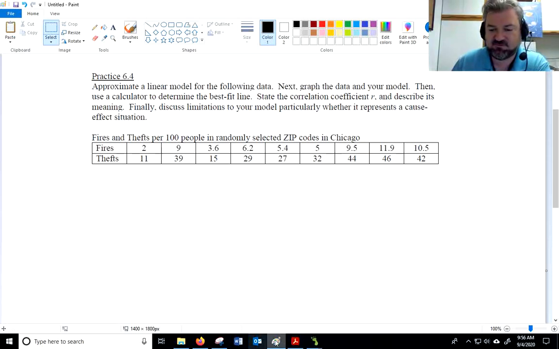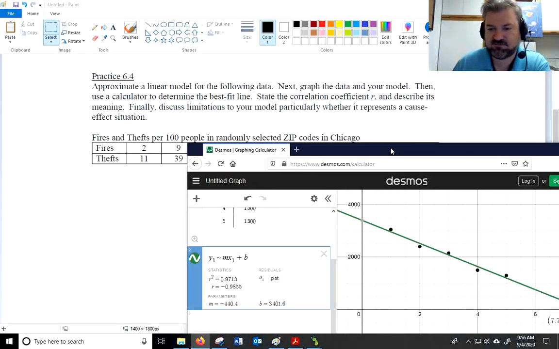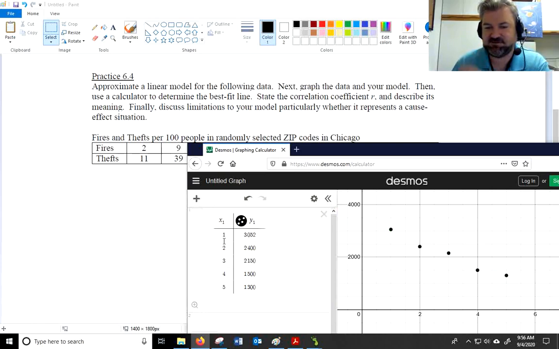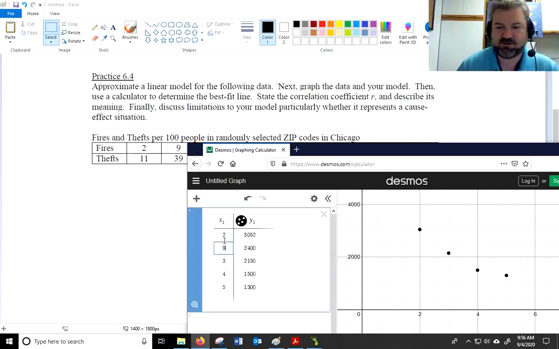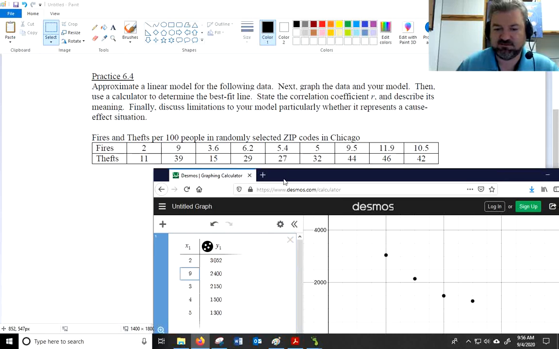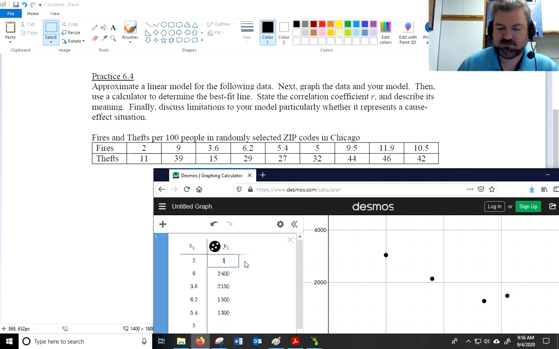Okay, so let's just go ahead and do this one together, because I want you to do something a little different. I want you to experiment with trying to not exactly calculate, but just guesstimate a line of best fit. Because I don't think we've done that yet. We've just gone straight to the calculator to calculate it for you. I just want you to see how good you could be at guessing one. All right, I'm going to put the thefts in for Y. So if you do that with me, please.